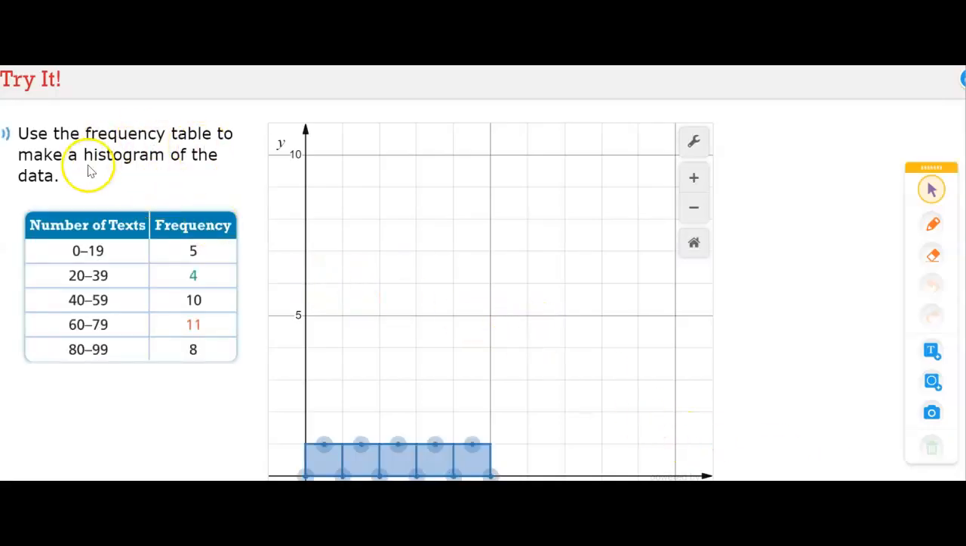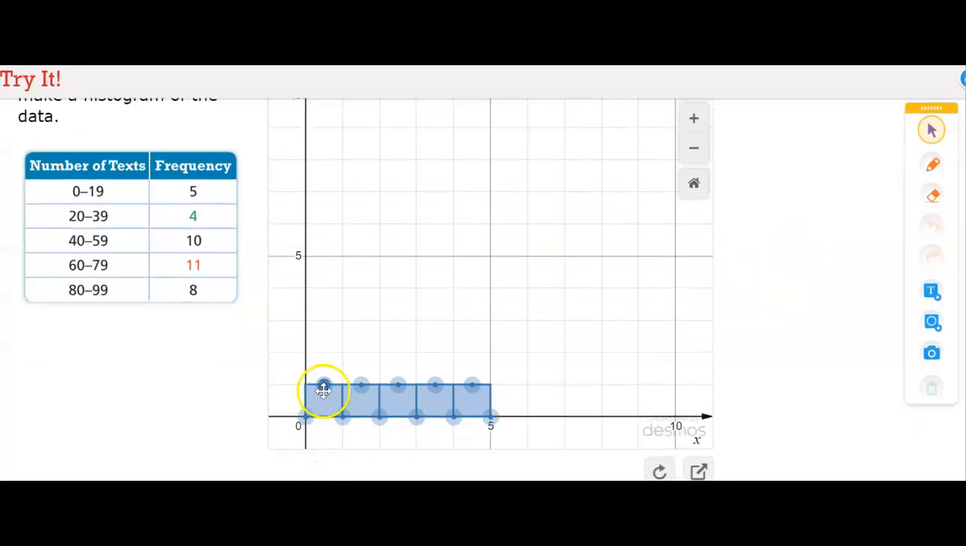Use the frequency table to make a histogram of the data. So I'm going to use this program here. First, let's see, how does this work? Okay, so it moves like that. All right, so we have 0 to 19, 20 to 39, 40 to 59, 60 to 79, 80 to 99. And then the frequency is here. So we have to reflect that on our bar graph. So the first would be 0 to 19.